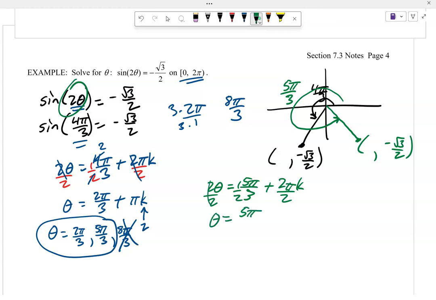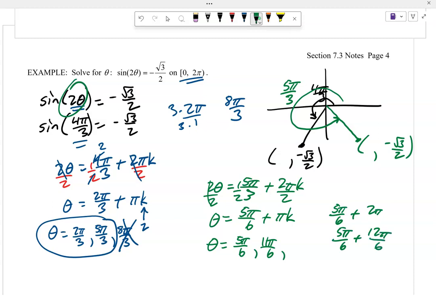So same approach here. We got 5π/6 plus πk, and this will spit out all our answers. Let k be 0, then it'd be 5π/6. If I let k be 1, 5π/6 plus 6π/6. If I let k be 2, then I'd have 5π/6 plus 2π, or 5π/6 plus 12π/6. That's 17π/6, but that's too big. 12π/6 is 2π. That's outside the interval, so we just stop right there.